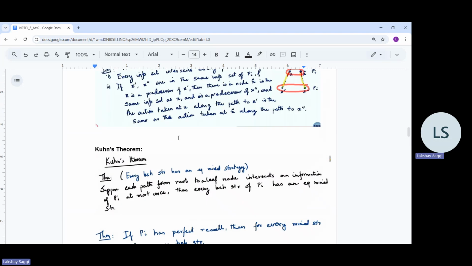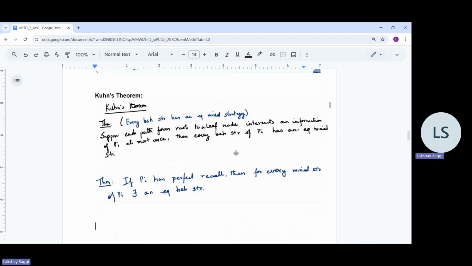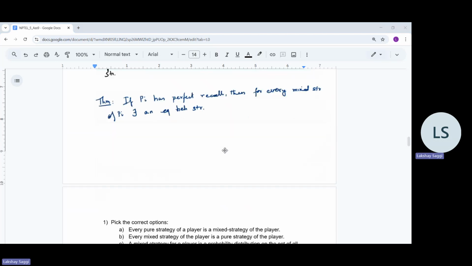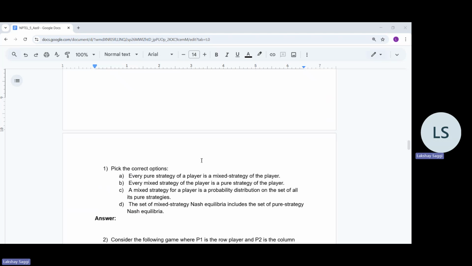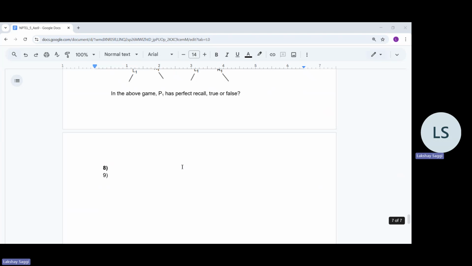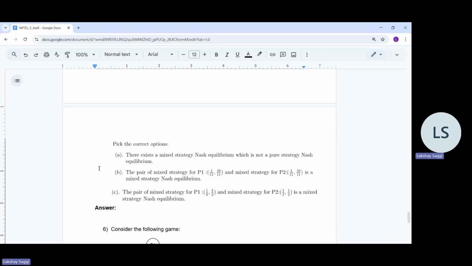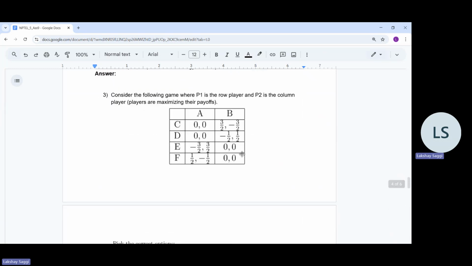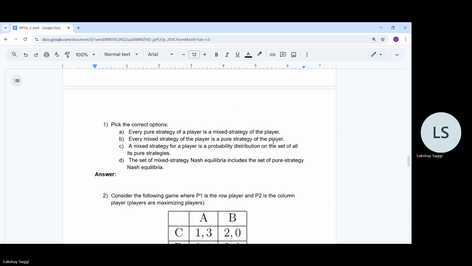Okay then, I hope we are clear with the theory. Then I'll just move on to discussion of questions. There are some questions, but not a lot, just 7 questions we have. So I guess we'll be done early, but let's just see.